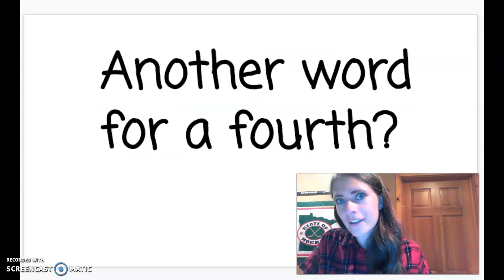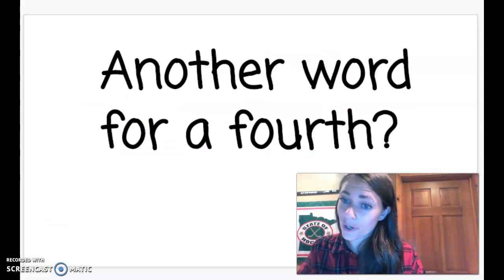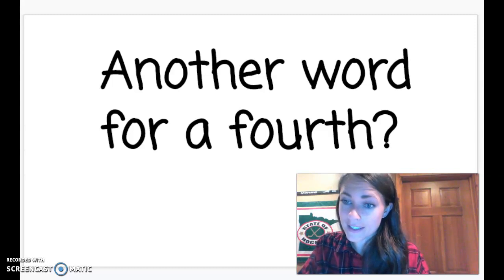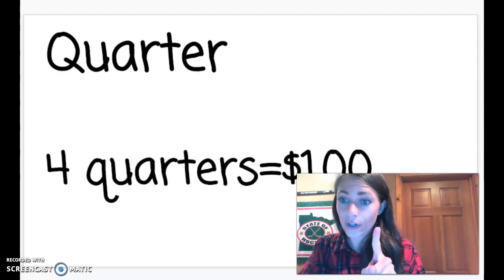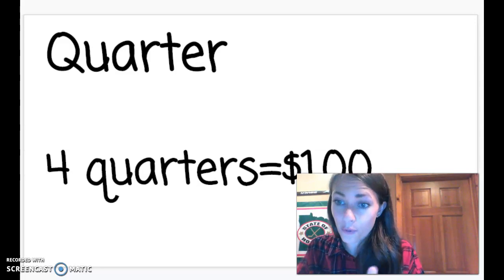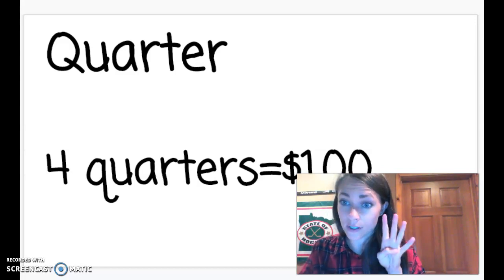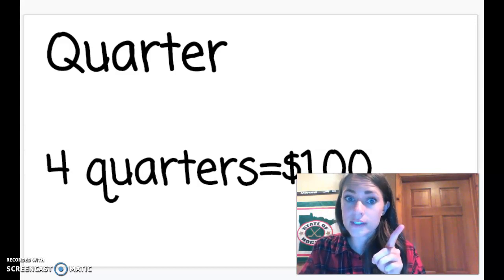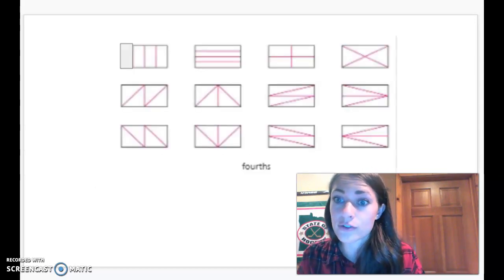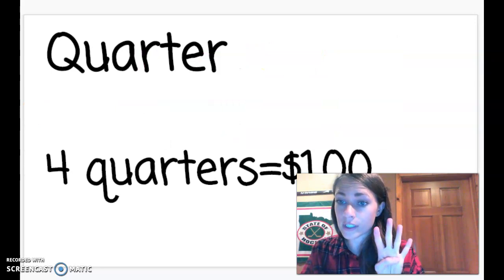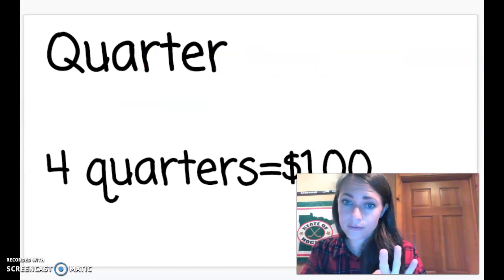Can you think of another word for a fourth? Remember when we worked on money? A quarter is a fourth of a dollar. Okay, so 4 quarters equals $1. Just like when you partition into 4 equal squares, that equals a whole. So 4 quarters equals $1.